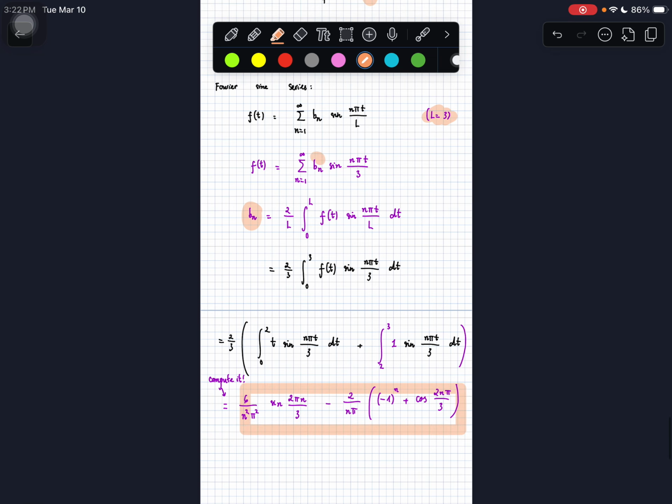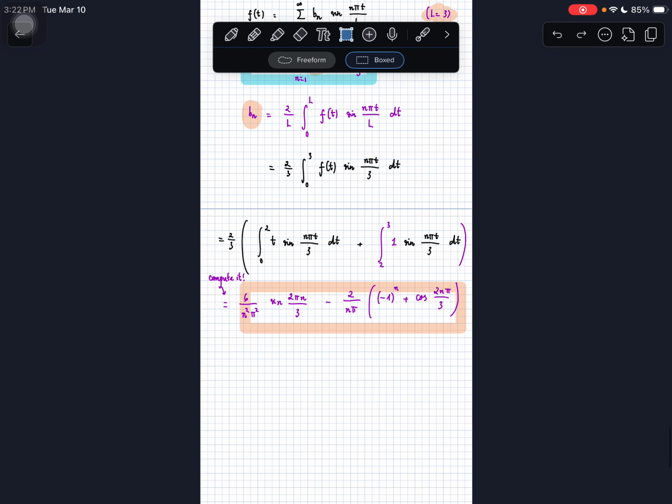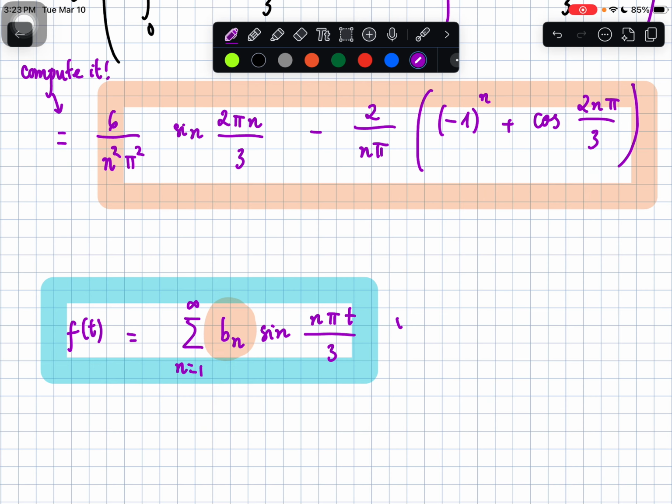And plugging in this formula, you get the Fourier sine series. The Fourier sine series for f is given by this formula, where bn is equal to this formula.